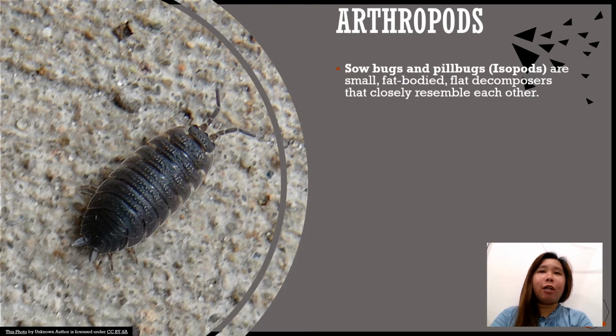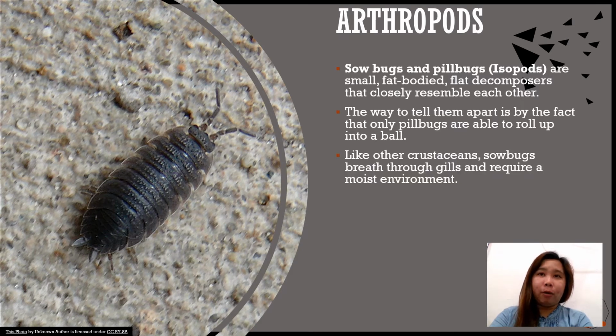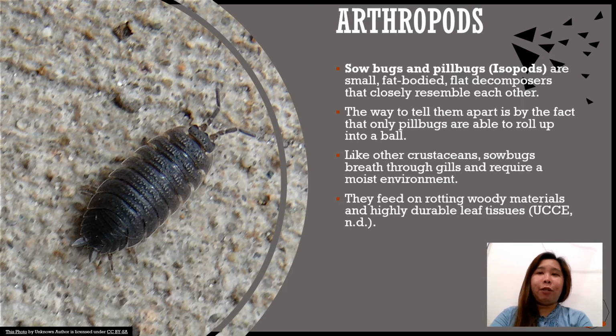We also have the sowbugs and pillbugs, or the isopods. They are small, flat-bodied decomposers that closely resemble each other. The way to tell them apart is by the fact that only pillbugs are able to roll up into a ball. Like other crustaceans, sowbugs breathe through gills and require a moist environment. They feed on rotting wood and highly durable leaf tissues.